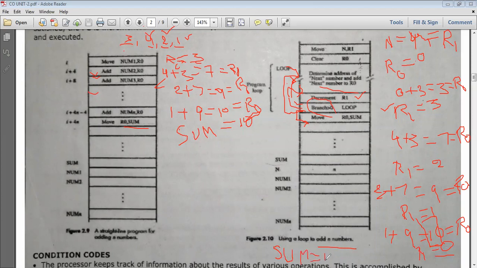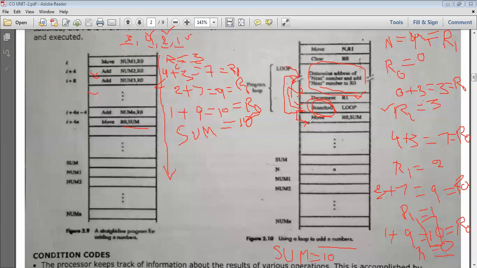This is about the branching. Do you understand? Straight line sequencing means we are taking the same instruction a number of times. Whenever we are using the loop, we take the instruction only one time. Until some condition is satisfied, this loop of instructions will be executed a number of times. That is the branching.